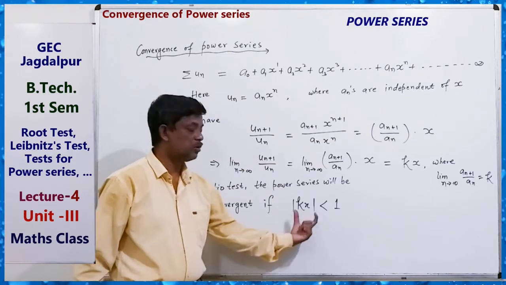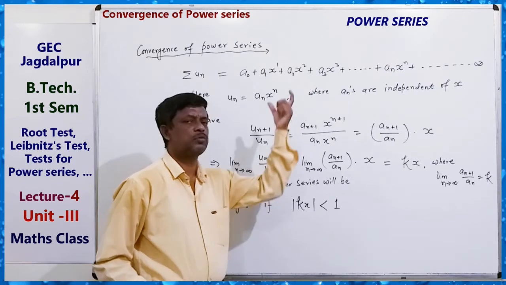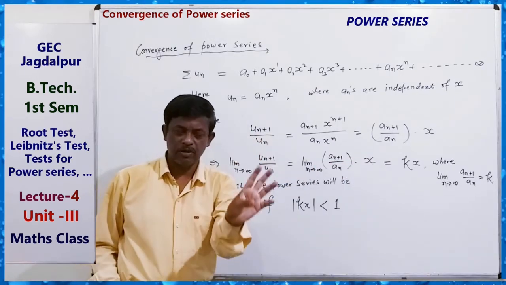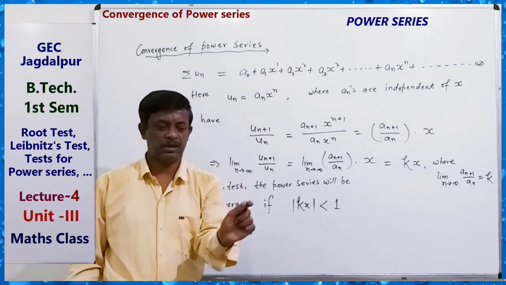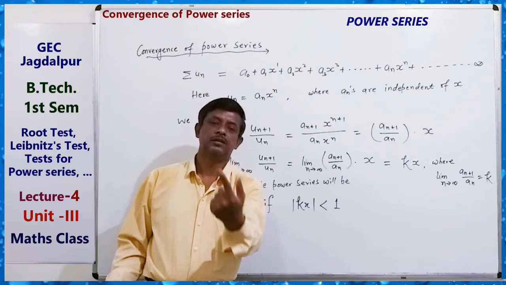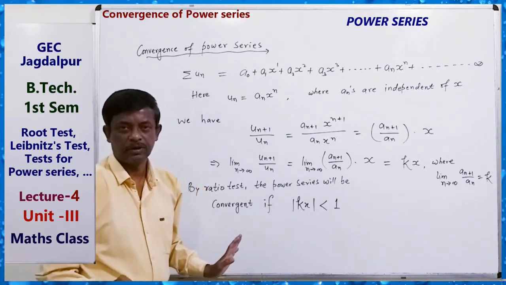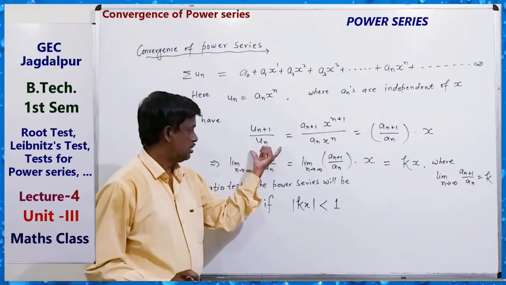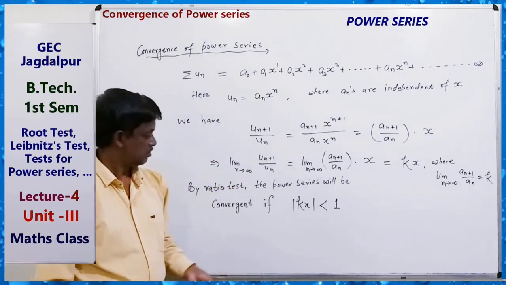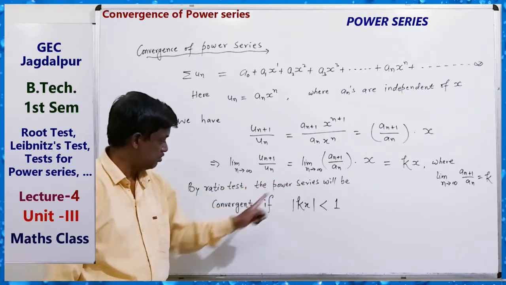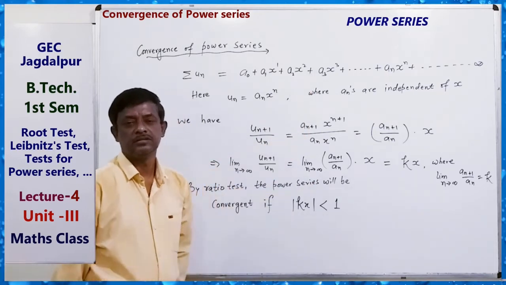Here, why are we taking the modulus sign? Because if we take the modulus sign, then for a positive term series, the series of absolute values will be absolutely convergent, and the series will also be convergent, because an absolutely convergent series is necessarily convergent. So we can take its modulus sign. This power series will be convergent if modulus of kx is less than 1.